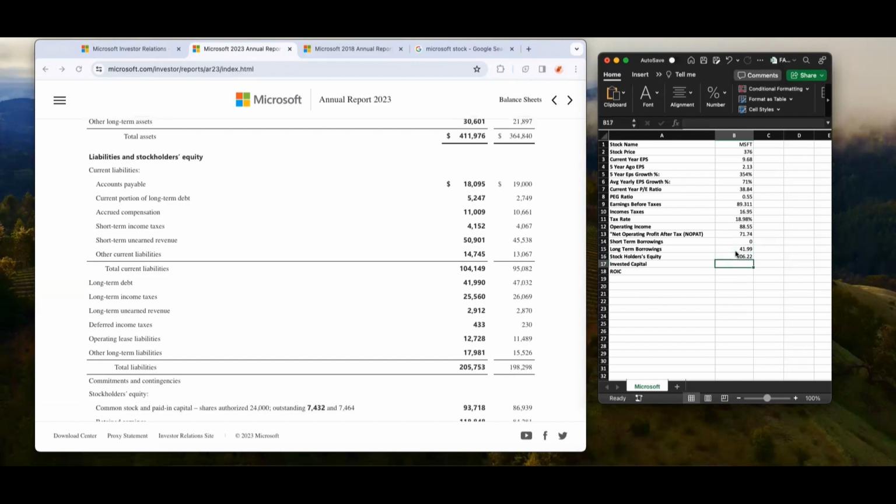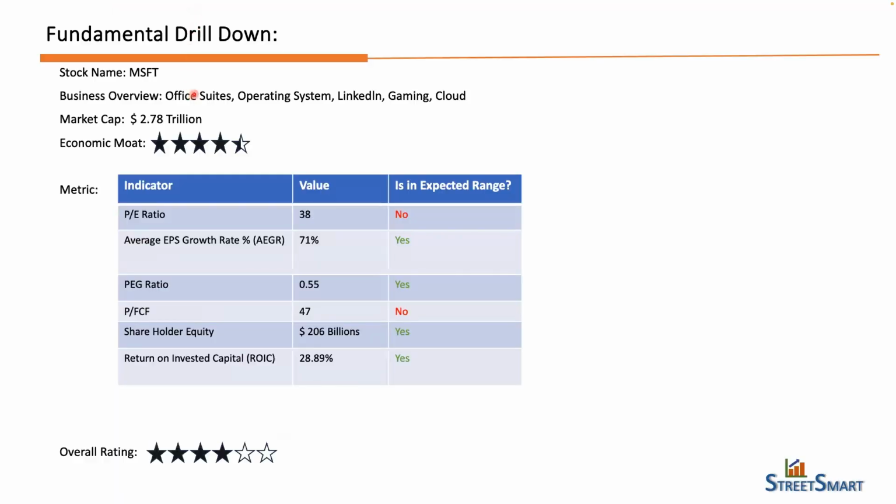Then invested capital would be this plus this plus this, and ROIC would be NOPAT divided by invested capital, 20%. So yeah, that is the fundamental breakdown for Microsoft.